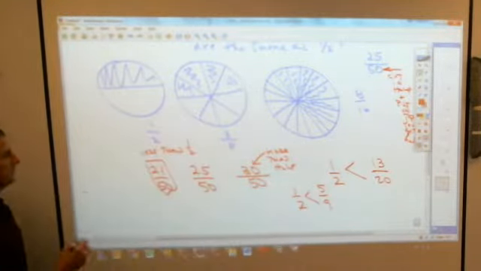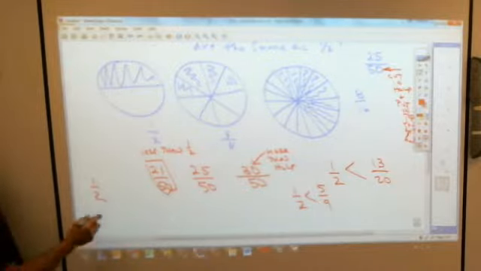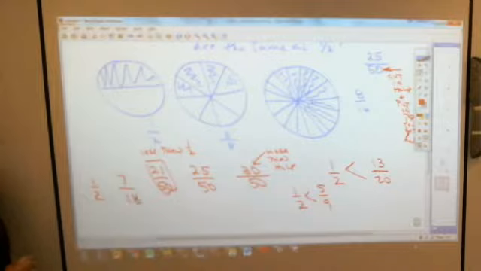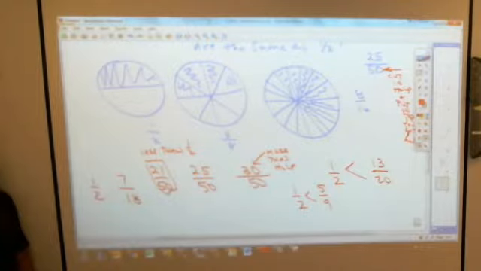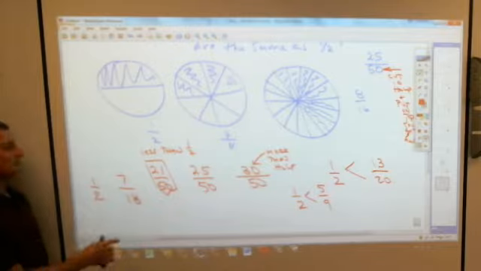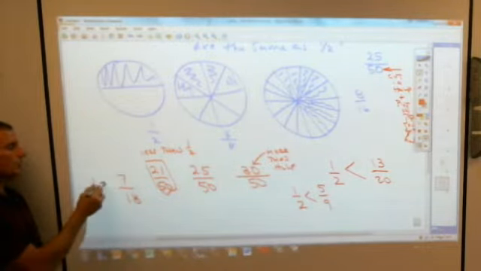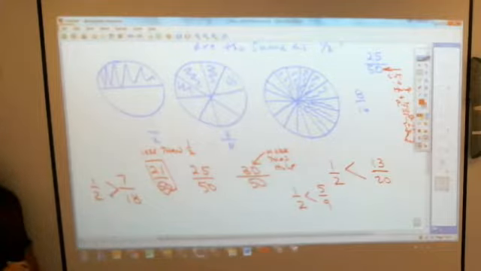How about this one? 1/2 compared to 7 over 18. Is 7/18 more or less than 1/2? Which one is it? Brian? That would be less than half. Yes, because half of that would be 9. Right, 9/18 would be half, it's less than 9, so 1/2 has to be bigger.